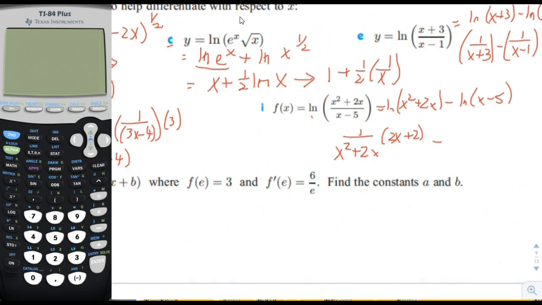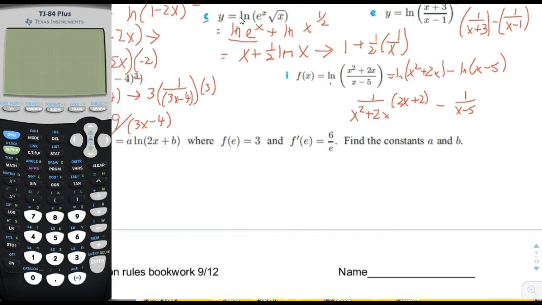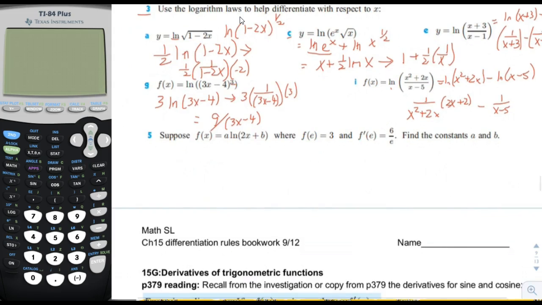Then we do the derivative of natural log of x minus 5. We put 1 over x minus 5, and with the chain rule, nothing happens because the derivative of x minus 5 is just 1. Okay? So that's it for I. Finally, the last one, number 5.